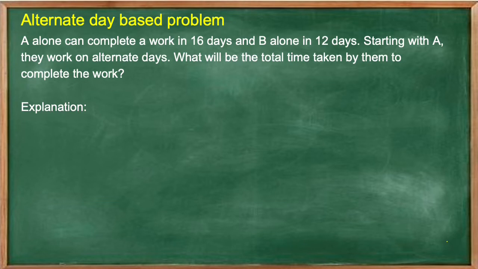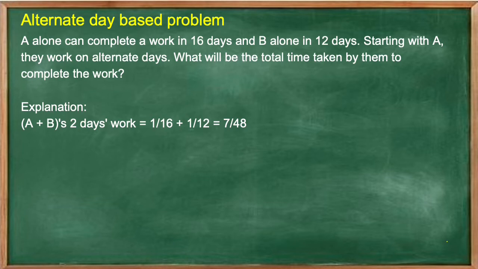So we can say that in 2 days, the amount of work which gets completed is 1 by 16 plus 1 by 12. So A plus B's 2 days work will be equal to 1 by 16 plus 1 by 12, which is equal to 7 by 48. Now you know that if nothing has been specified, then the work is supposed to be 1 unit. Now out of this one work, 7 by 48 work has been done in 2 days.